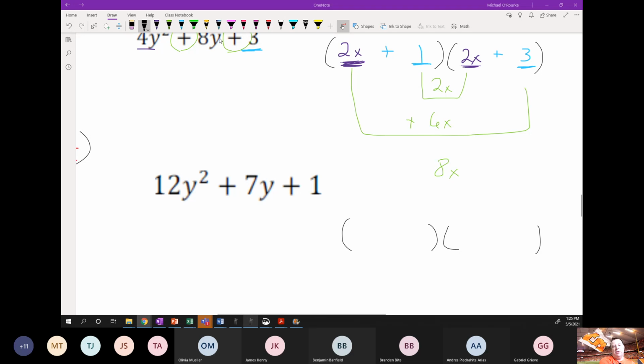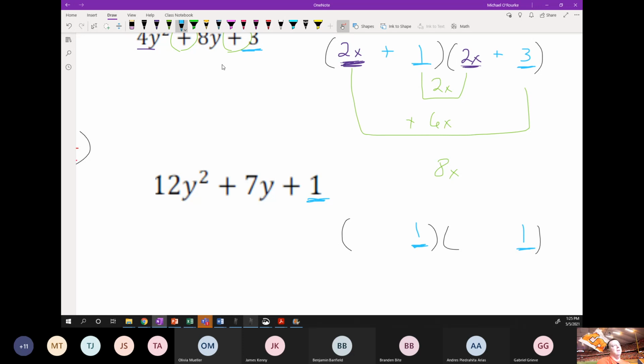So Farley and Andreas, you guys are going to answer my questions then. So first things first. Actually, I'm going to go backwards here first. Let's do this one first. These two numbers have to multiply to make 1. What's the only numbers that multiply to make 1? 1 and 1. So those numbers are going to go in there.